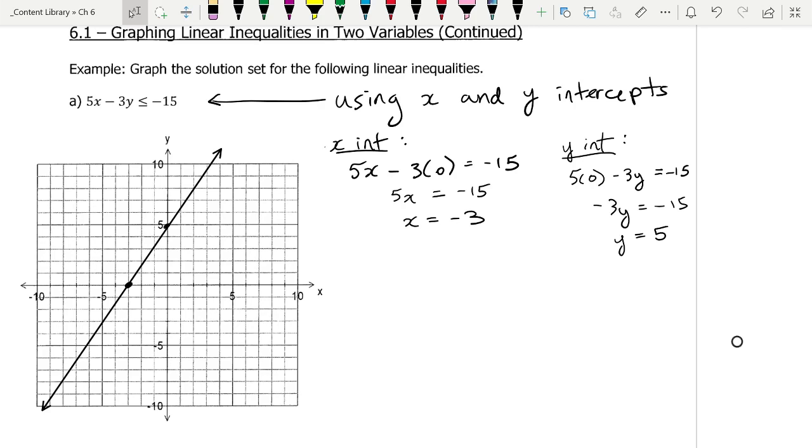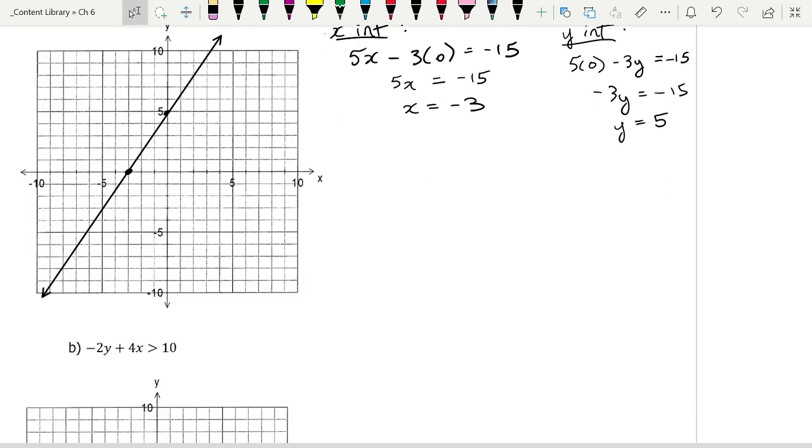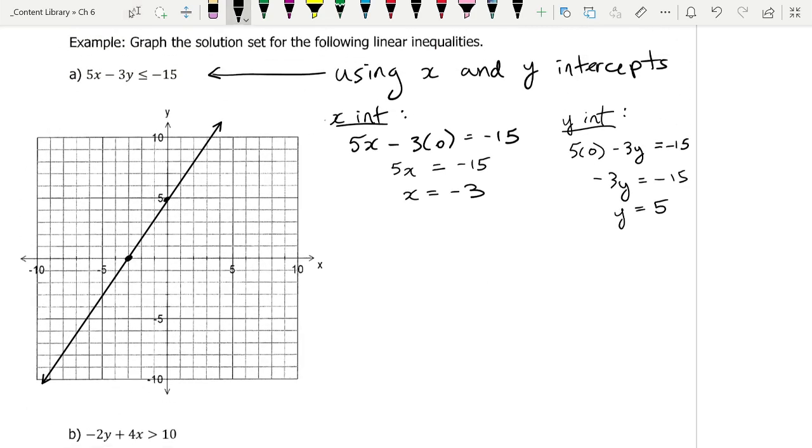Okay, so now, how do we know which side to shade on? Test. Which point do I like testing with? 0, 0. So, does 5 times 0 minus 3 times 0, and this time I'm using this symbol because I got to see which side it is, is 5 times 0 minus 3 times 0 less than or equal to negative 15? Is 0 less than or equal to negative 15? No, that's a false statement, isn't it? 0 is more than negative 15. What would you rather have in your bank account, $0 or negative $15 million? I think I'd rather have 0, right? I owe the bank a lot of money if my bank account said negative 15 million.